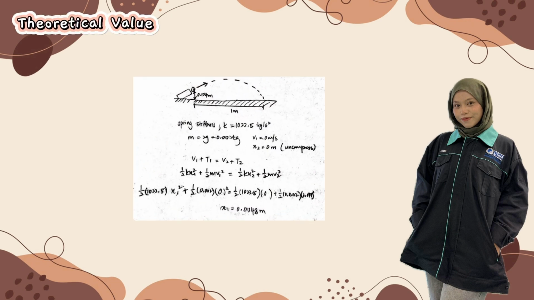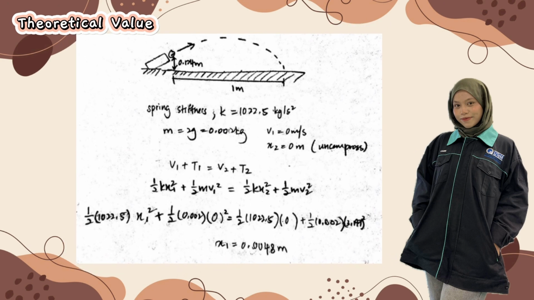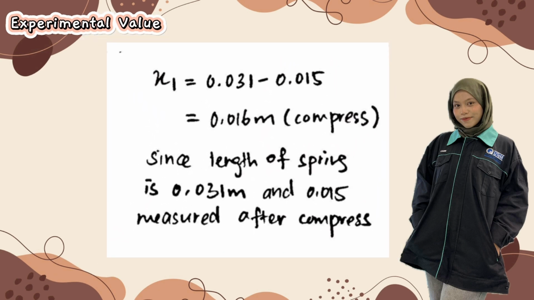Based on the data from the theory, we apply the formula of conservation of energy where V2 is equal to 0 because the spring is uncompressed in the final state. Assuming there are no energy losses, we get the initial compression is 0.0048 meter. Our experiment showed that the spring followed Hooke's law as the force and stretch had a linear relationship.